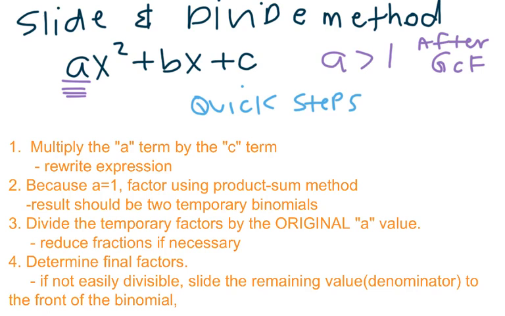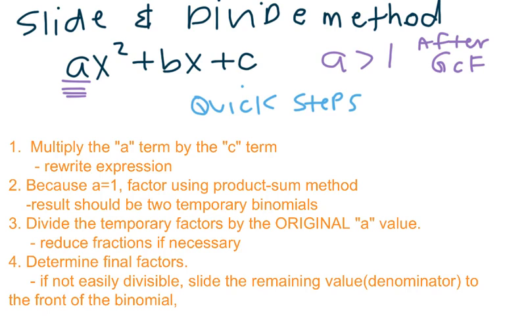1, multiply the a term by the c term and then rewrite our expression. Because our a value would now be 1 once we rewrite that expression, 2, factor using the product sum method. A result will be 2 temporary binomials. 3, divide the temporary factors by the original a value, and you'll see what that looks like if we can't remember.